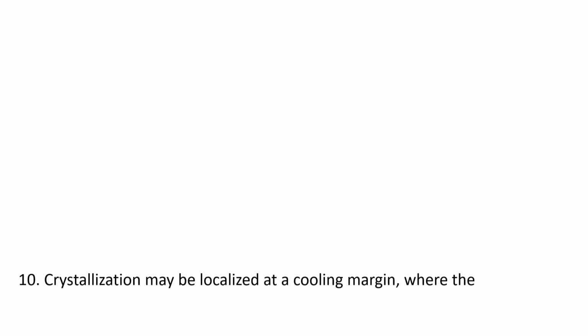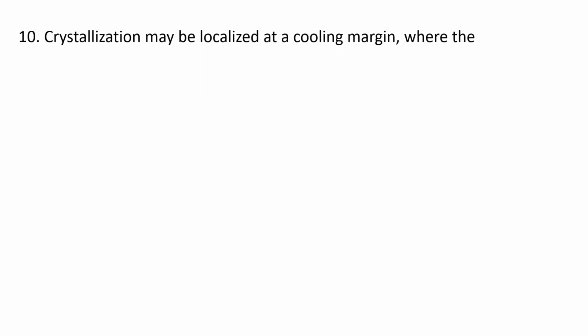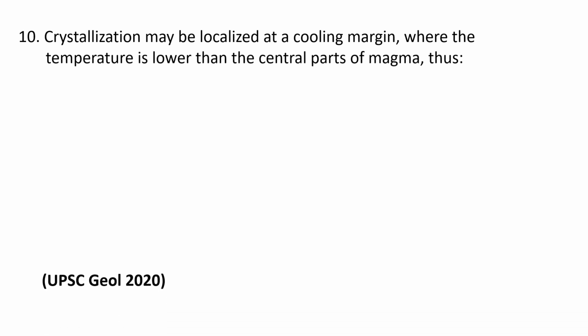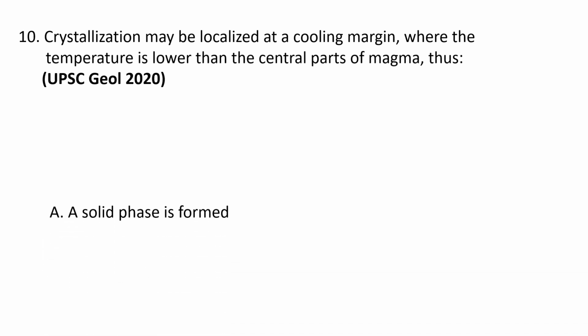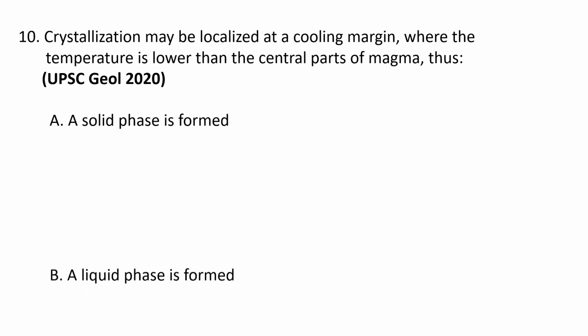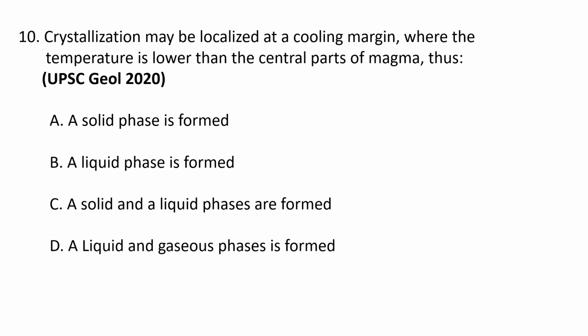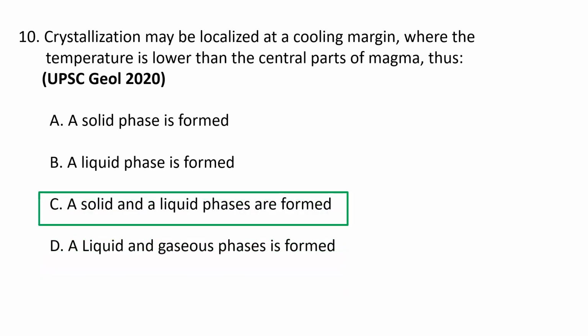Coming to the 10th question, crystallization may be localized at a cooling margin where the temperature is lower than the central parts of the magma. Thus, you can see A, a solid phase is formed, and B, liquid phase is formed, and C, both solid and liquid phases are formed, and D, a liquid and gaseous phase is formed. So the correct answer is a solid and a liquid phase are formed during the crystallization at a cooling margin. Here at this cooling margin, temperature will be lower than the main part or central part of the magma. So thus you can see both solid and liquid phases.